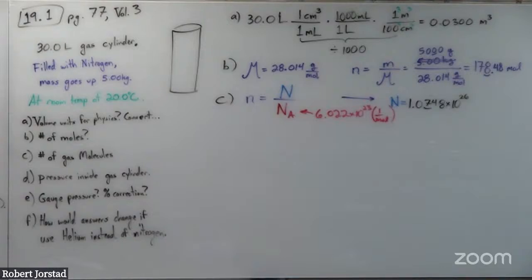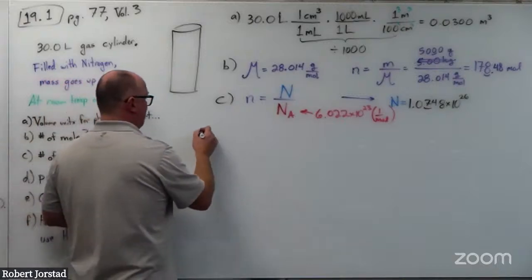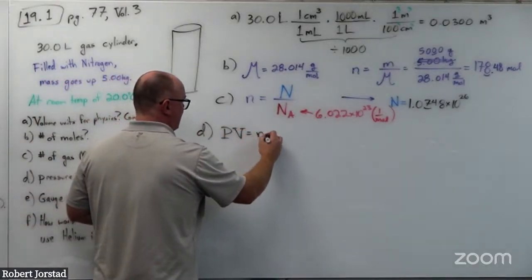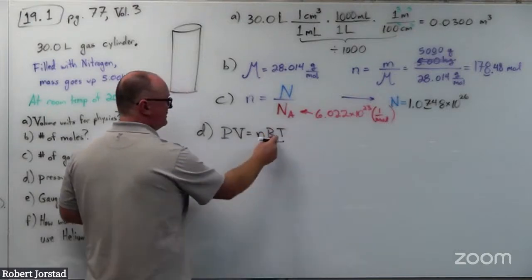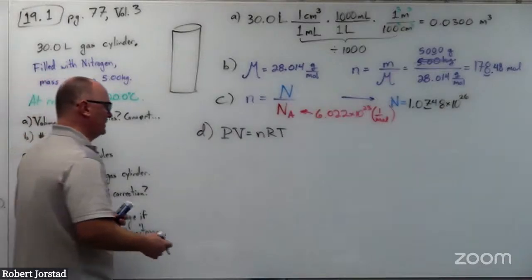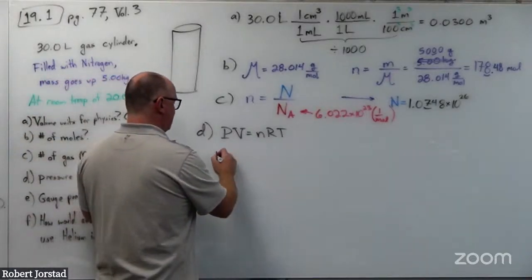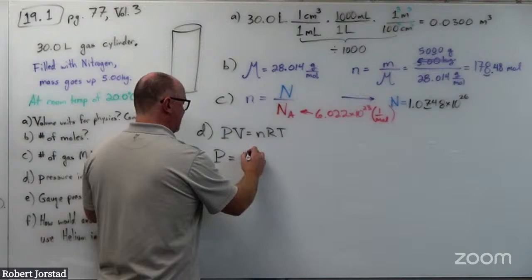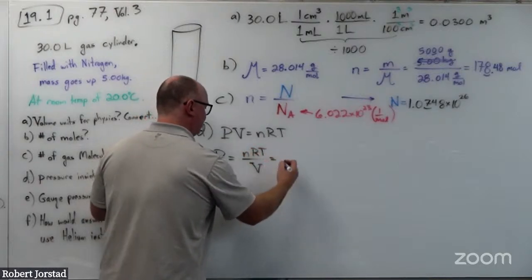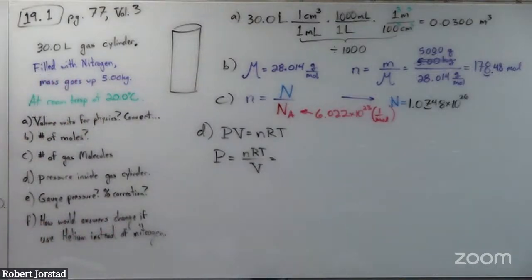All right. The pressure inside the gas cylinder. Finally, we get to the ideal gas law. PV equals nRT. We want to use the physics R because we're using meters cubed, et cetera. All right, so in this case, the pressure is nRT all over the volume. Watch out!